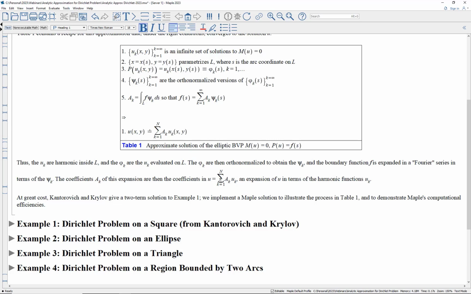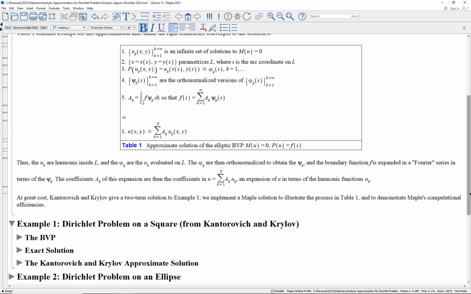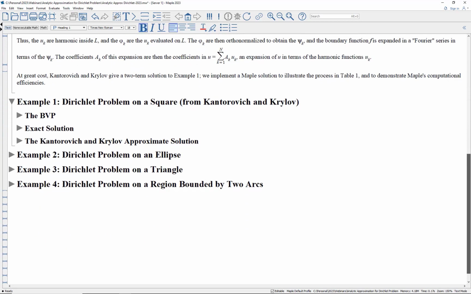That's the approximation. Now, Kantorovich and Krylov in the mid-1930s are using pencil and paper. They end up giving a two-term solution to example 1, which I'm going to reproduce here. And we'll do it in Maple to illustrate that process and to demonstrate the power of Maple's computational tools. So what is this first example that we're going to do that we took from Kantorovich and Krylov?